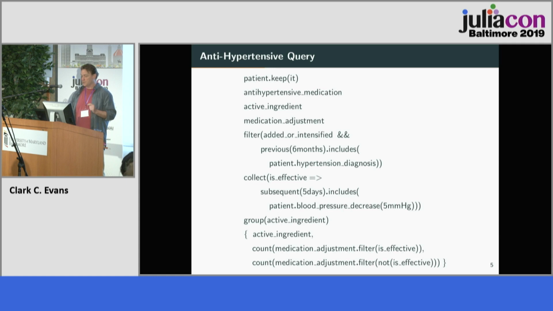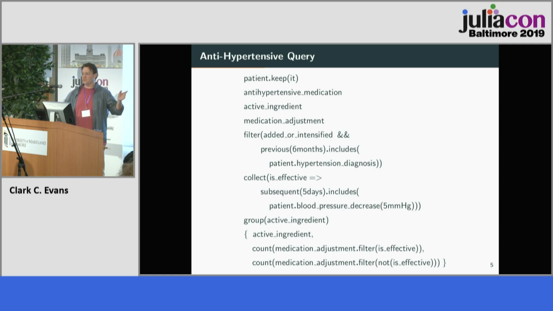Then, what I'd like you to do for those medication adjustments, I'd like you to compute a variable. This is something that you're going to collect with the current data set, and we're going to call it isEffective. And this means in the subsequent 5 days that this particular time period includes a patient blood pressure decrease of 5 millimeters of mercury. Once you've made that computation, group them by active ingredient. I'm not just interested in the medication adjustments. If you look back to my original inquiry, I was actually interested in the active ingredients. And then, from those active ingredients, count the medication adjustments, filtering by if they're effective or not effective.